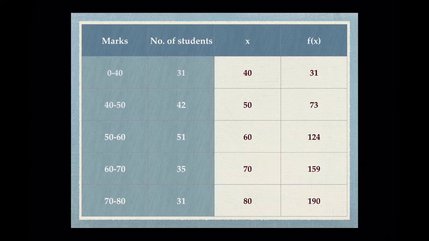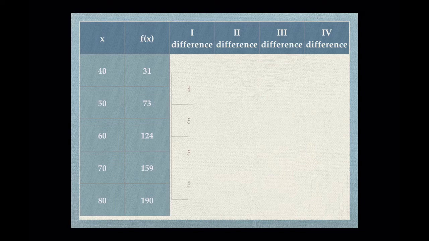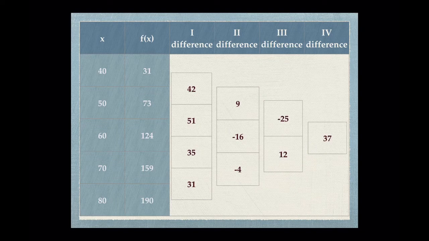We are defining x as the marks, and f of x as the number of students who have scored less than x marks. So for our new table, one can observe that it is with equal interval. For that, we are constructing the finite difference table. In the first stage, it is always the finite difference table.